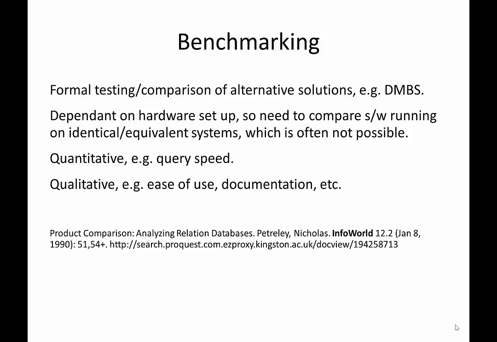So, of course, how system software operates depends on how the hardware is set up. So one software system may work faster on this architecture than its rival, but on the other architecture, the other one works faster. So unless you test both those architectures, you're not going to know the relative differences between them on the different architectures. So you need to try and compare software running on identical or at least as equivalent as possible systems, which is often not possible.